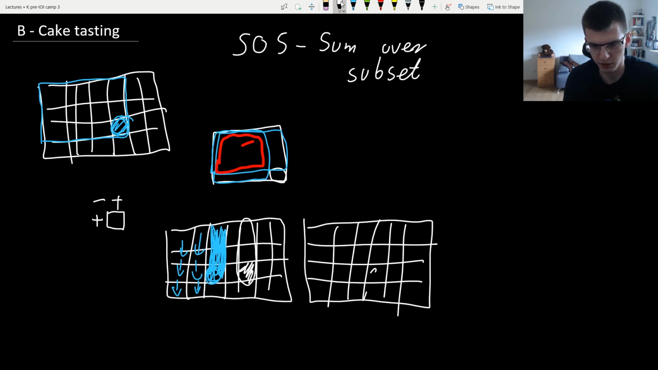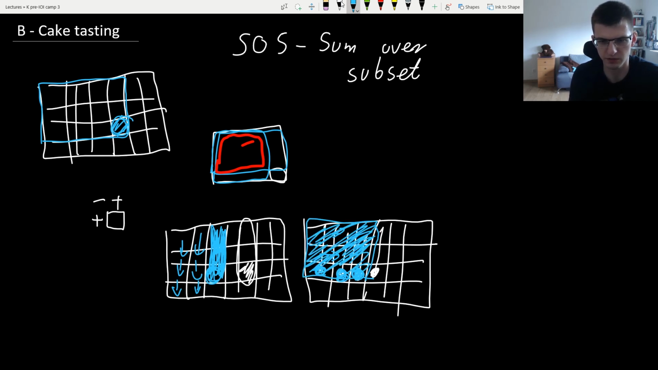And if here we store the sum of those elements, here we store values of those elements, and so on, then if we apply the same thing in the other dimension, going from left to right in every row, for example here we will take the sum of those already computed elements. So this cell will contain the sum from this prefix submatrix. And this is what sum over subset does in more dimensions.